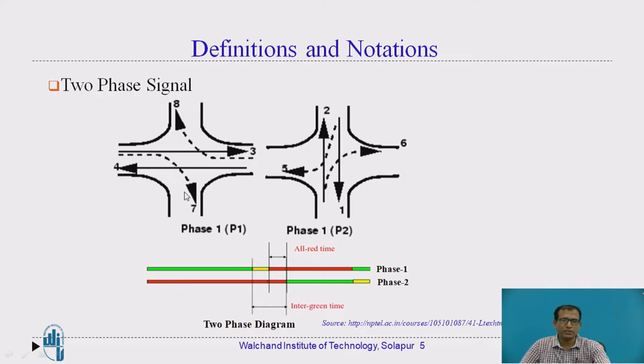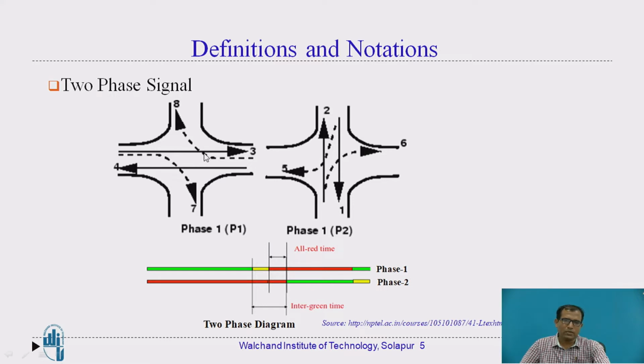This is a two phase signal. What is two phase? In the first phase, you see that 4 movements are allowed. While giving the green to these movements in the first phase, the green is given to the straight movement, and there are also turning movements, a right turning and a left turning movement. So in one phase all these 4 directions are cleared.